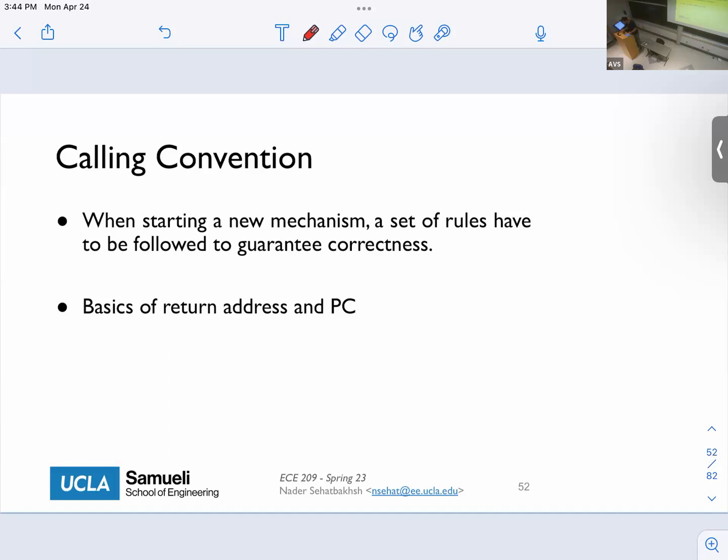Why? Essentially, for calling, there is a set of mechanisms that we need to follow, the calling convention. For example, say you have a function called main with a bunch of different instructions, and at some point you have a call, then a bunch of other instructions, and then let's say call foo. This is a function that I'm going to call. Somewhere else in memory, I'm going to have a bunch of different things and then a return.